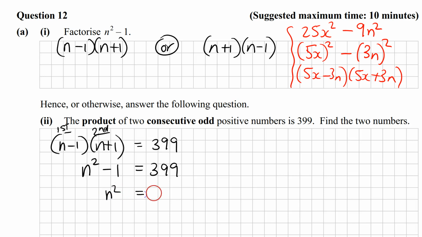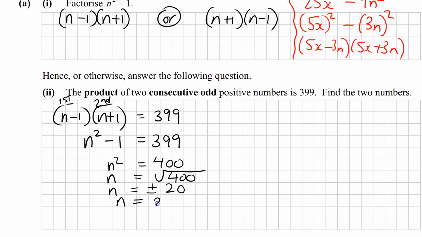So n squared is equal to 400. So n is equal to the square root of 400. So n is equal to plus or minus 20. But n is equal to 20 then, because why? They tell us that it's positive. Because remember, square roots always give you two answers, a plus answer and a minus answer. But they told us we're only to work with the positive number.